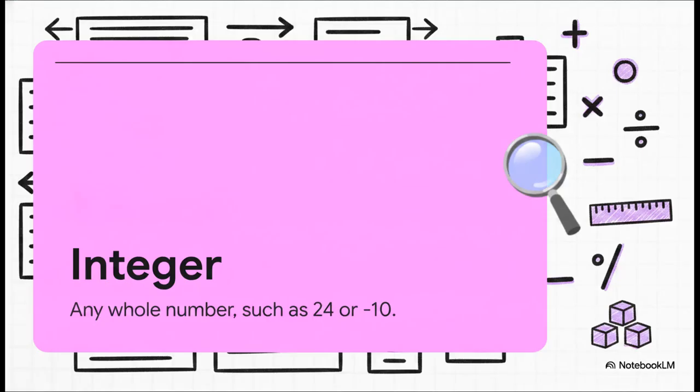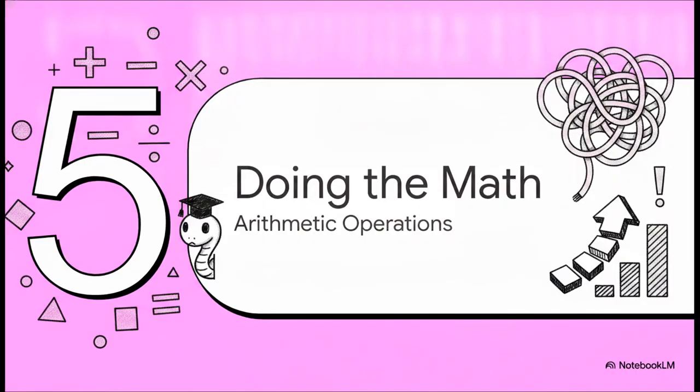But for right now, I really want to focus on the integer. Remember, an integer is any whole number. If we want our program to count points or calculate distance or do literally any sort of math, we have to make absolutely sure our numbers are stored as integers. This specific data type is the key to unlocking our math powers. Which brings us to section 5, Doing the Math.